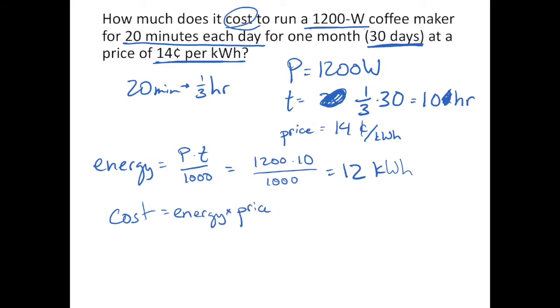Your cost equals your energy times the price, and so you get 12 times 14. Plug this into our calculator, and we get 168 cents, which is the same thing as $1.68. So your cost per month to run this coffee maker is going to be $1.68.